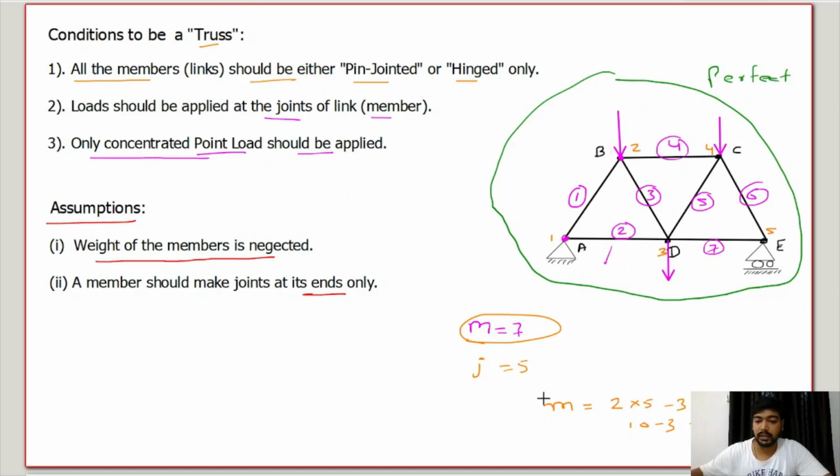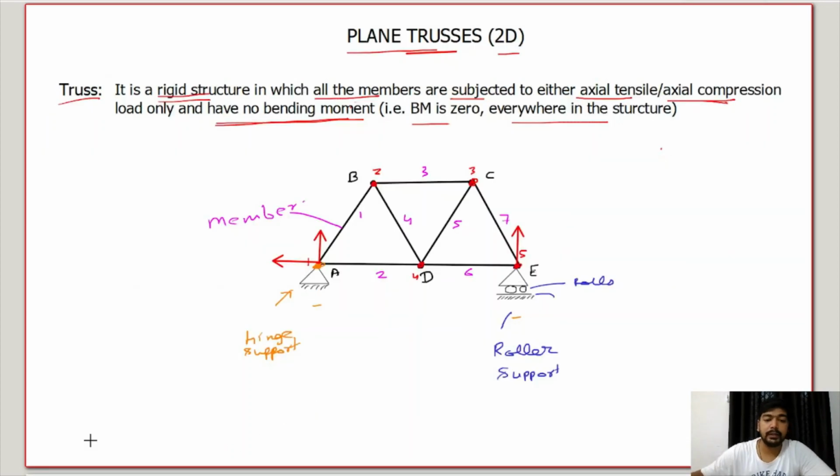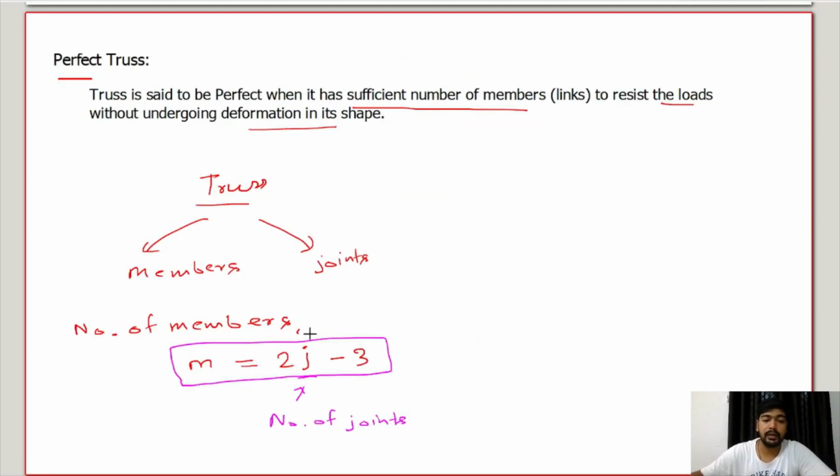I'm sorry, I have done the calculation here. So if we check this with this formula, m equals 2j minus 3, we can get the number of members for the perfect truss. And if it equals the actual number of members of the truss, then we can say that truss is a perfect truss.